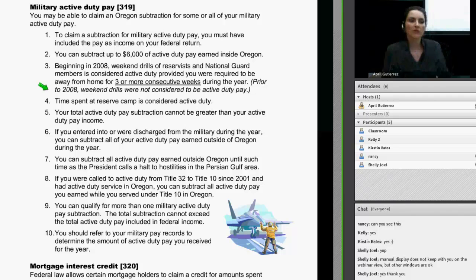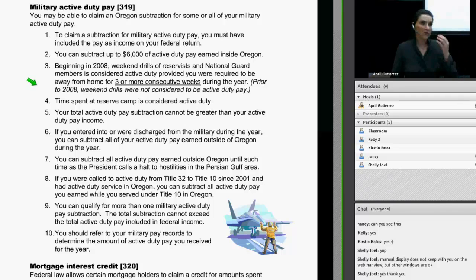So let's just talk about what happens with reservists. When a person joins the reserves, they're obligated to 1 weekend a month and 1 2-week period in a year, basically their camp. So they usually have their weekend drills, 1 weekend a month, plus once a year they have to go away for 2 full weeks. So your typical person in the military will not qualify, right, because they're only gone for 2 weeks.